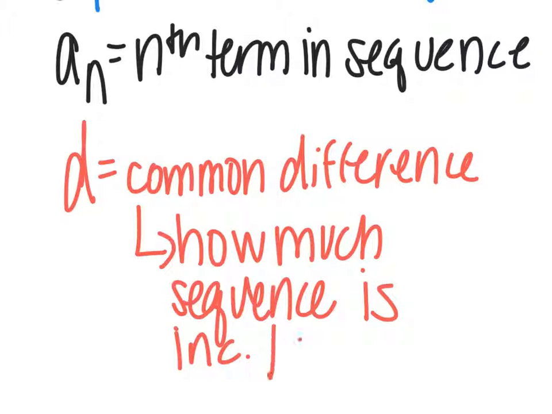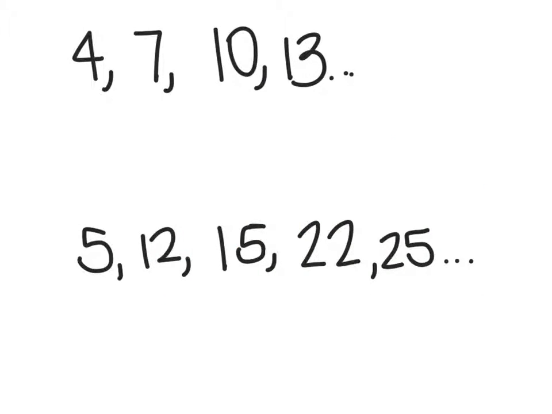I'm just going to write increasing/decreasing. I'm going to abbreviate both of those. So here you have two sequences. So we've got to figure out if they're arithmetic. To figure that out, we're going to figure out how much it's going up by every time.